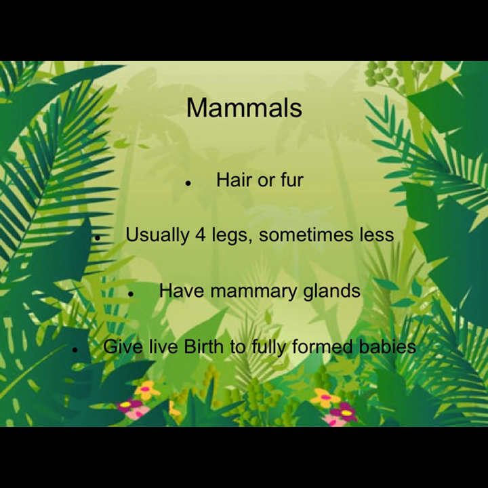Mammals is the third kind of animal that there is. They're unique because they have hair or fur. They usually have four legs, but sometimes they have less than that. They have mammary glands that make it so they can feed their babies with milk, which is unique from all the other animals. They give live birth to fully formed babies, which is also very unique.